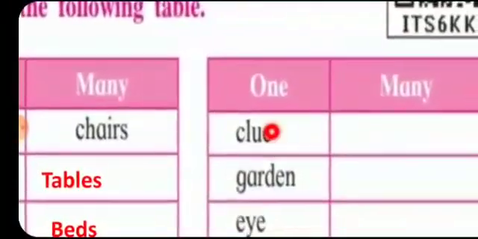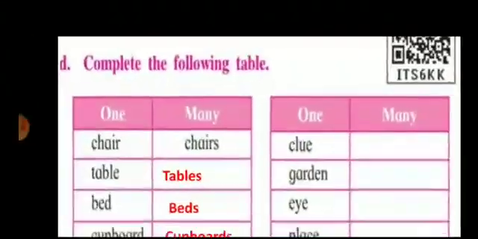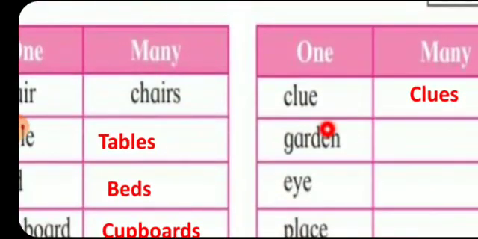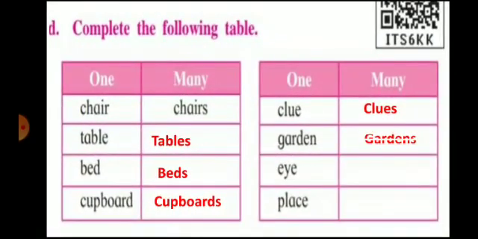Now there is one clue, many clues, CLUES, clues. Now there is one garden. We are talking about one garden. Now we have to say about many gardens, GARDENS, gardens. Now one eye, many, correct, eyes, EYES, eyes. Now one place, many places, PLACES. Children, this exercise you will solve in book only. No need to write it in the copy.